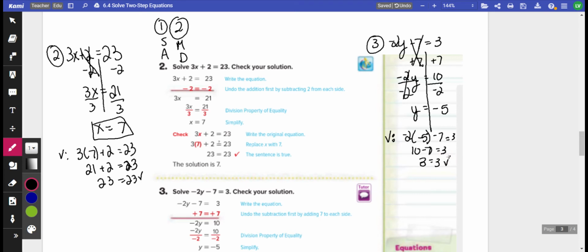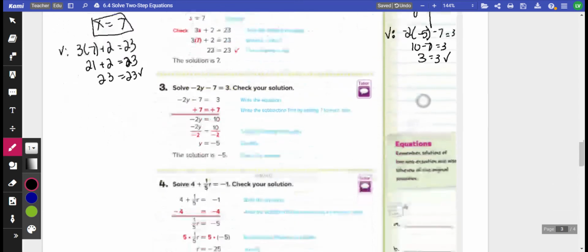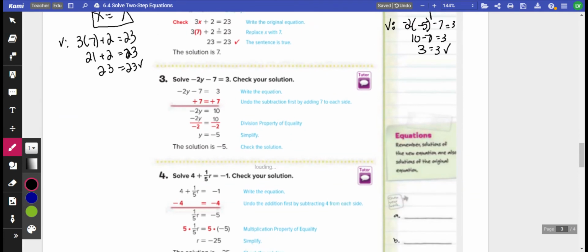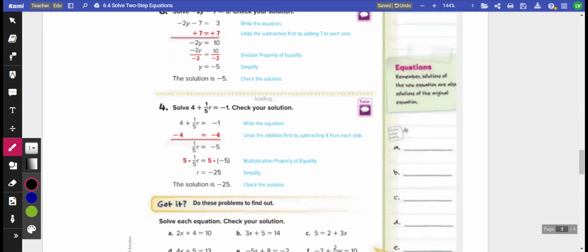3 equals 3. Check yes, that's correct. All right, so then we have number 4. This time we have a fraction. 4 plus 1/5 r equals negative 1.